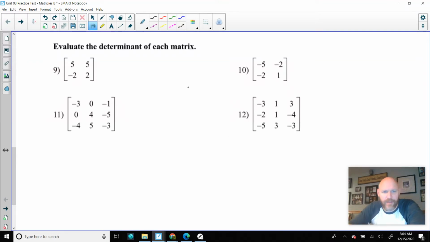Last one for matrices, and then we'll move on to logarithms. On this one, we're just going to evaluate the determinant. There is a mechanic for this. If you missed those determinant videos, I highly suggest you go back and take a look at those, figure out what's going on there. But it's really simple.